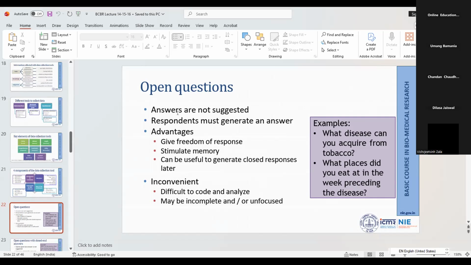It is like a qualitative question, a qualitative study. We use this kind of open question. So it is difficult to code and analyze the question. Then the answer may be incomplete or unfocused. So these are the disadvantages of open questions.